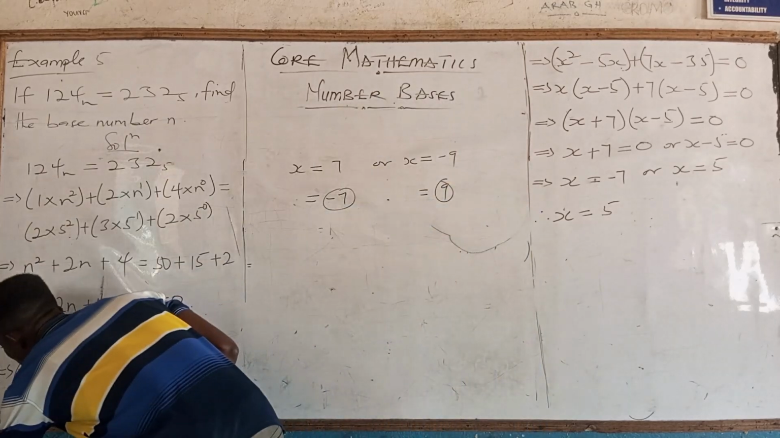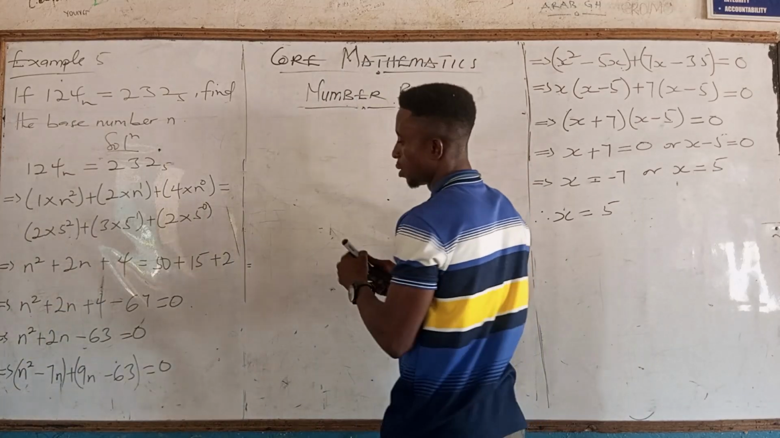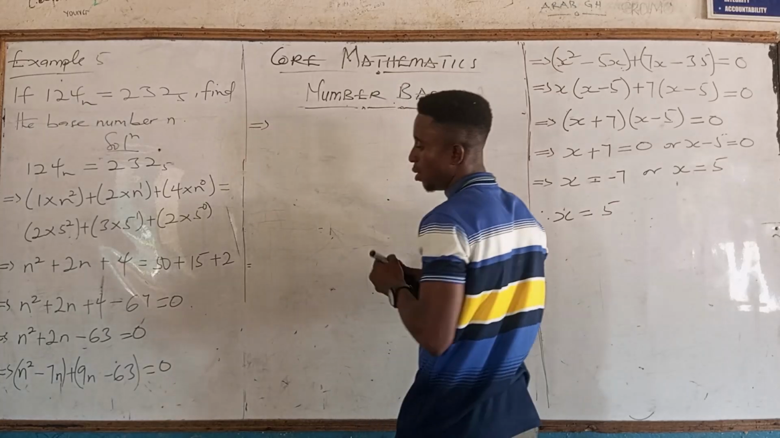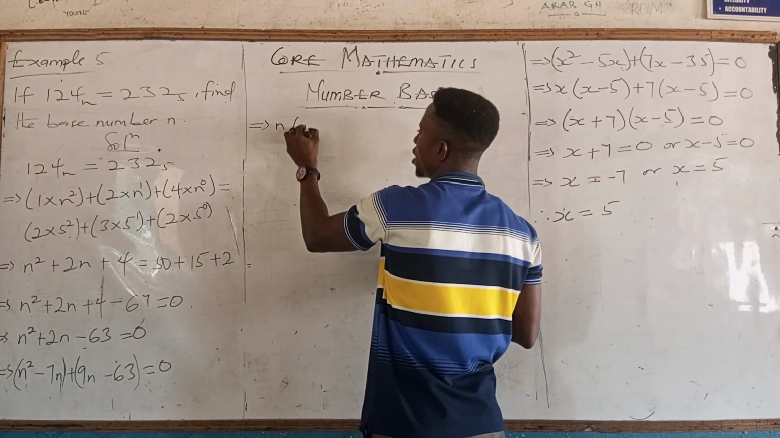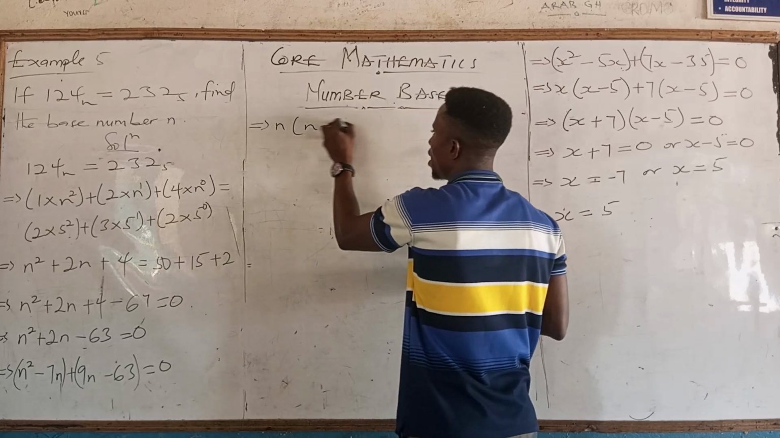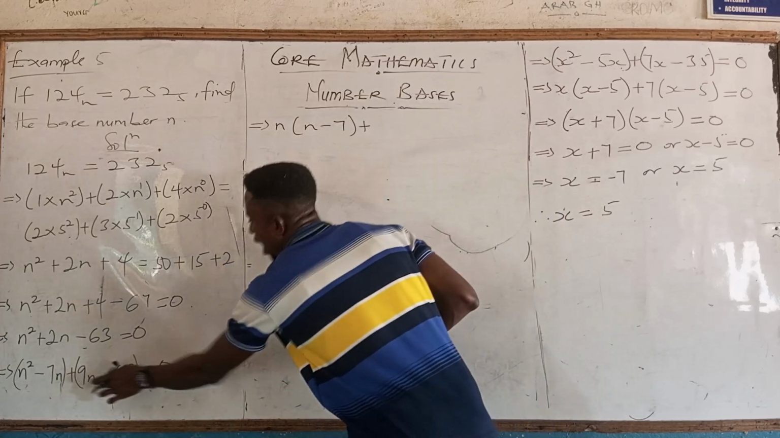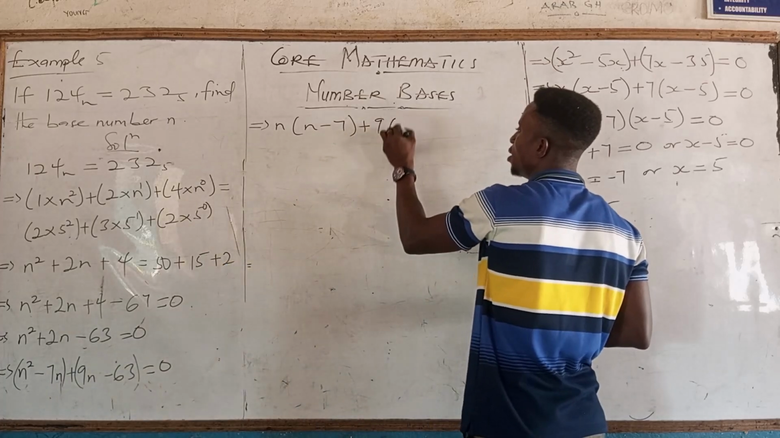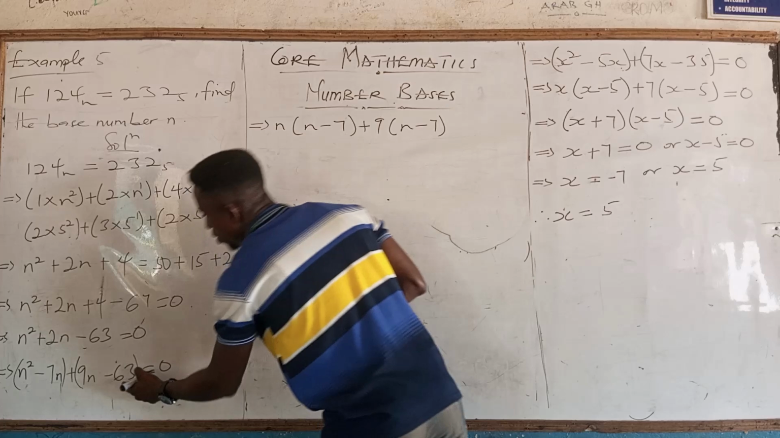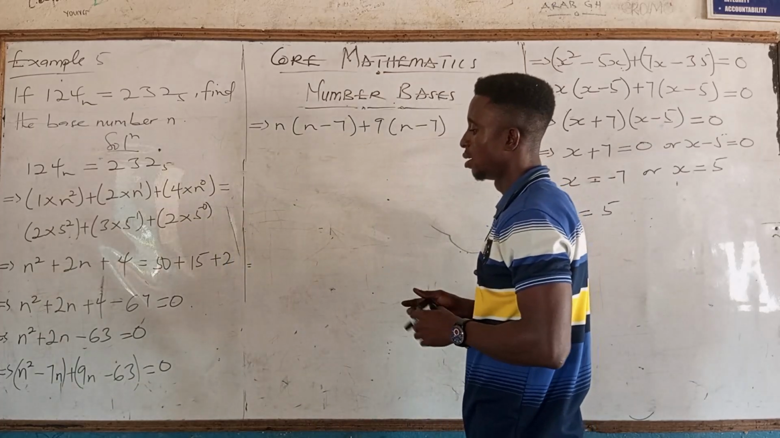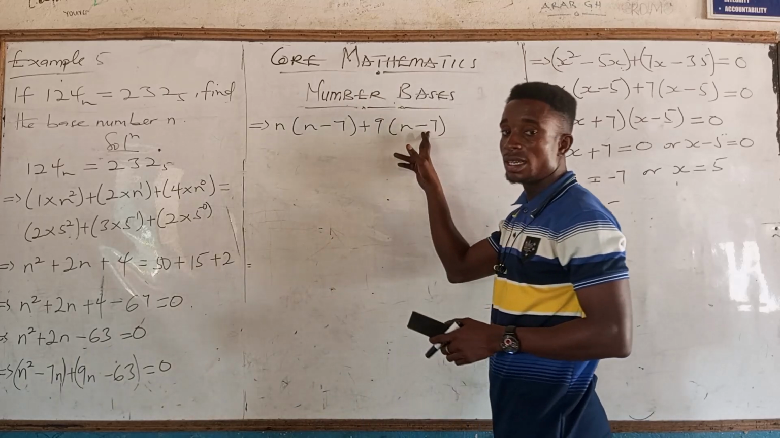So continuing, let me solve it here. What do we do? We factorize n out. So I can have n out, then this one will be n minus 7, plus, because here is positive, then 9 is common. So 9, then in the bracket n minus 7. Because 9 into this one will get us negative 72. Are we getting that?